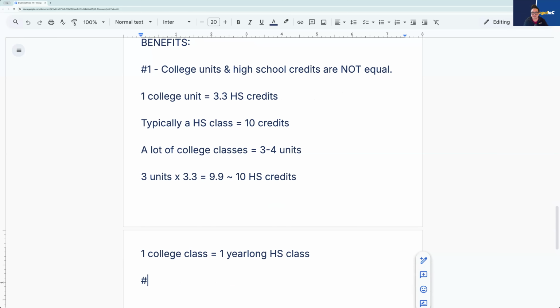What's the second benefit? The second benefit is going to be the rigor of the class.